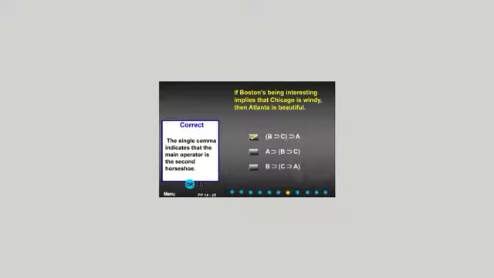If Chicago's being interesting implies that Chicago is windy, comma, then Atlanta is beautiful. And remember, after the comma comes our main operator. So it means that we don't have another if here, if then. So if Boston's being interesting implies that Chicago is windy, then Atlanta is beautiful. So then we have these two in parentheses, and then we have the main operator. If B, then C within parentheses, then A. So the single comma indicates that the main operator is the second horseshoe.